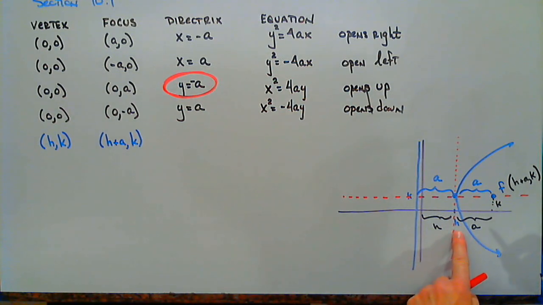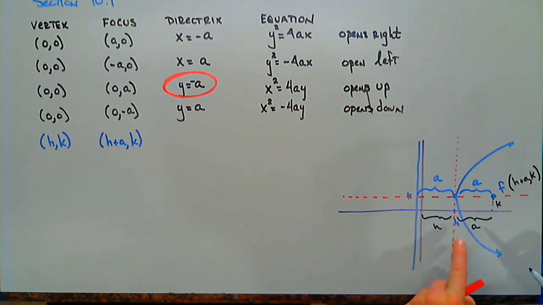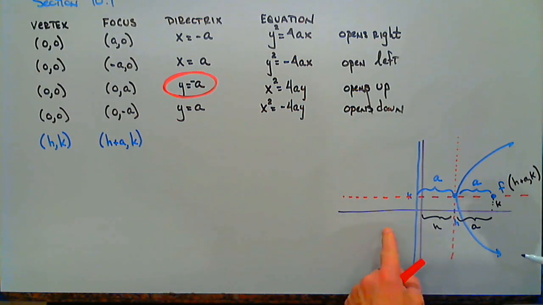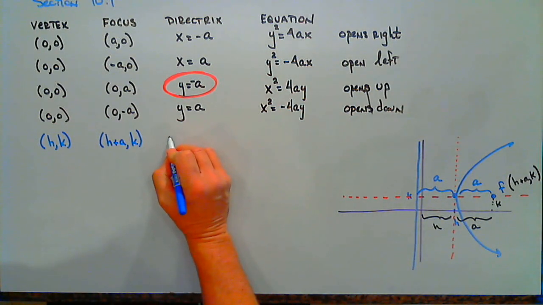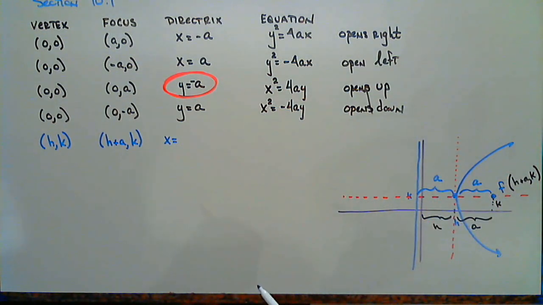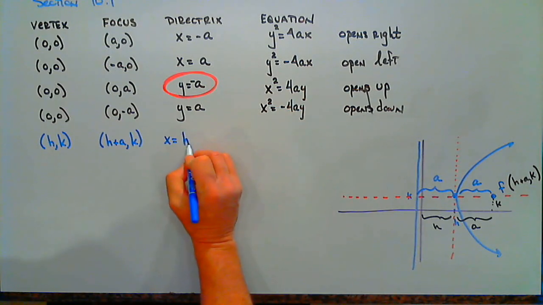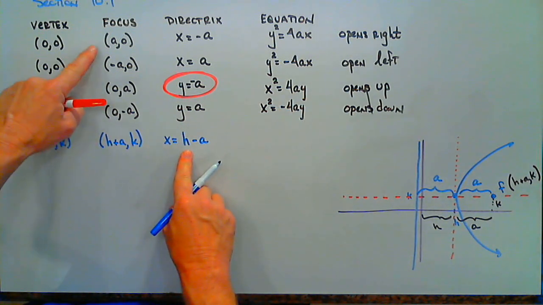Well, we started over here at H, right? We started at H, and we backed up A. We backed up A. So what does that look like? Well, I started at H, and I went left A. When I start at a number and I move to the left, I subtract. So my directrix is going to be x equals, right, because it's a vertical line, x equals h minus a.